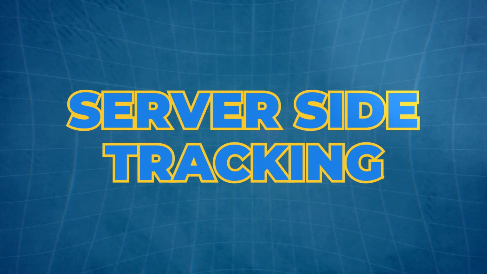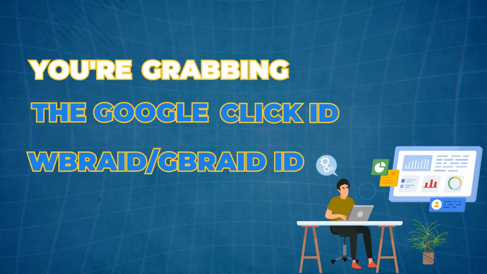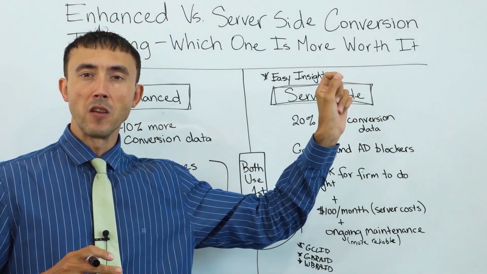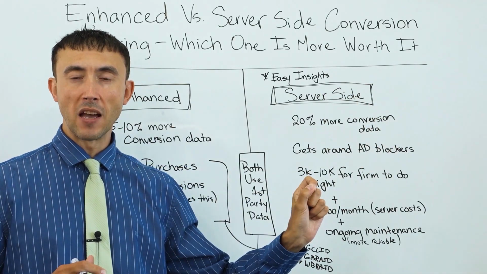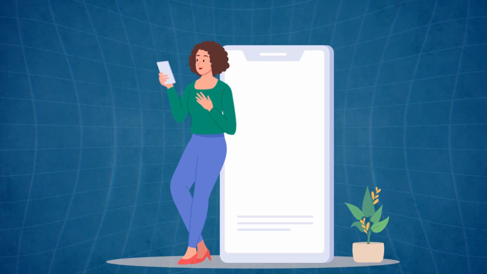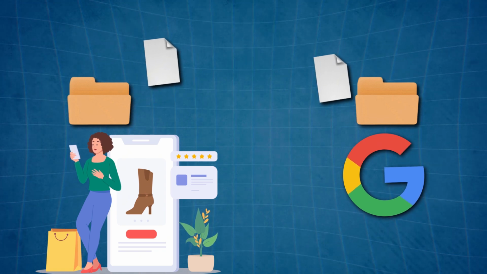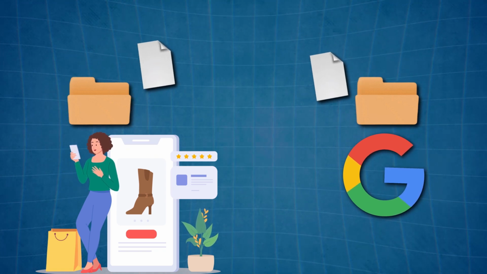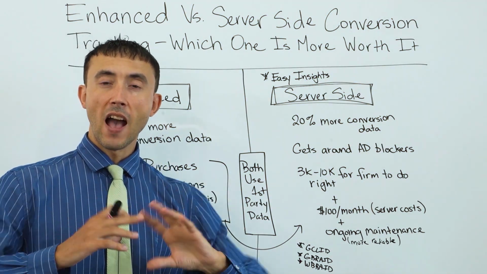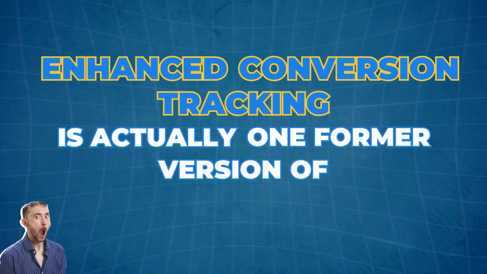Server-side tracking, on the other hand, what you're essentially doing is you're grabbing the Google Click ID, the wbraid or gbraid ID, which is in the URL bar of the user's browser when they get to your website. It's captured right away. Then, ultimately, later on, when they purchase, you send that data back to Google as your way to track a purchase or a form fill itself, okay? Enhanced conversion tracking is actually one form or version of server-side tracking.